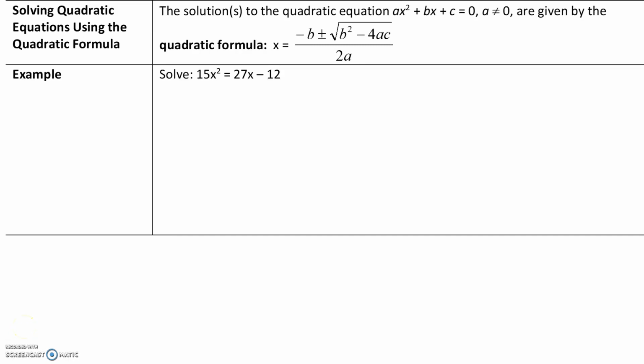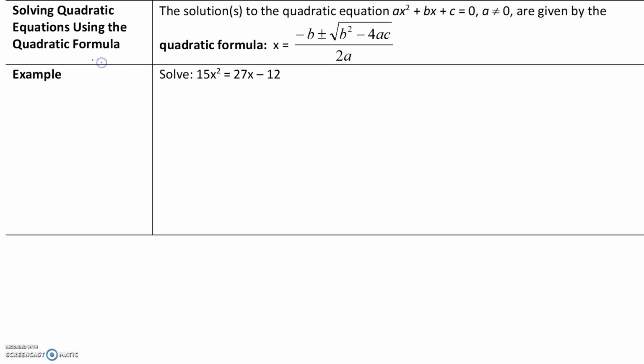In the previous video, we talked about solving quadratic equations by factoring. However, not all equations are factorable. So when we can't factor, we use the quadratic formula to solve quadratic equations. Now the quadratic formula will solve any quadratic equation, whether it's factorable or not. So the factoring method only works sometimes.